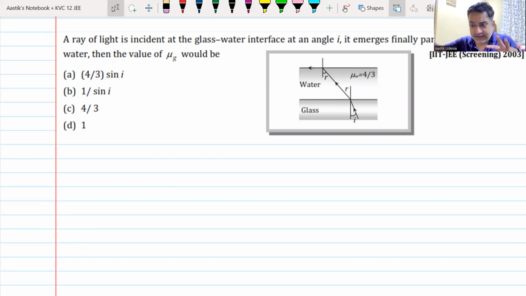Let's not waste time in writing the entire question. Just draw this diagram. You have to be fast. Don't waste the time in writing the entire question, beta. Don't have that much time.